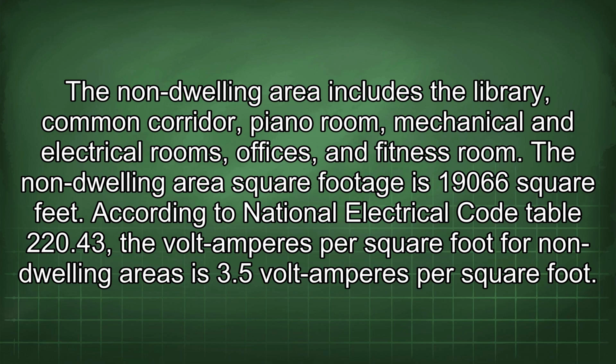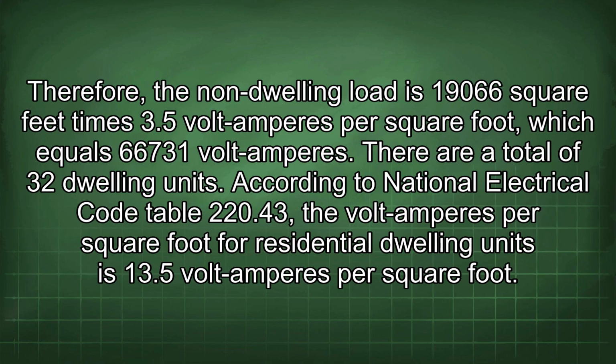The non-dwelling area's square footage is 19,066 square feet. According to National Electrical Code Table 220.43, the volt-amperes per square foot for non-dwelling areas is 3.5 volt-amperes per square foot. Therefore, the non-dwelling load is 19,066 square feet times 3.5 volt-amperes per square foot, which equals 66,731 volt-amperes. There are a total of 32 dwelling units.